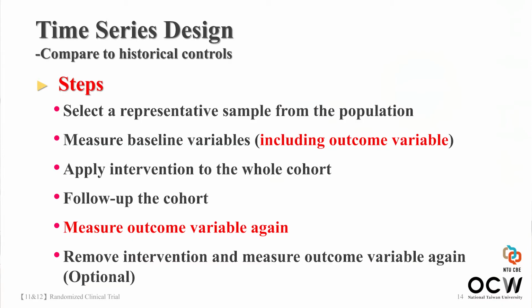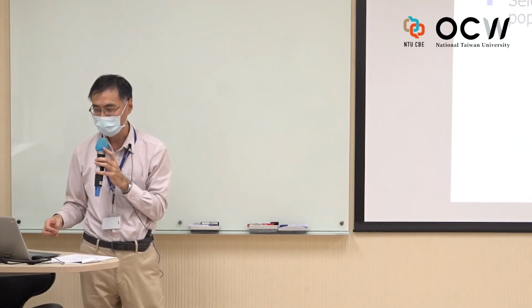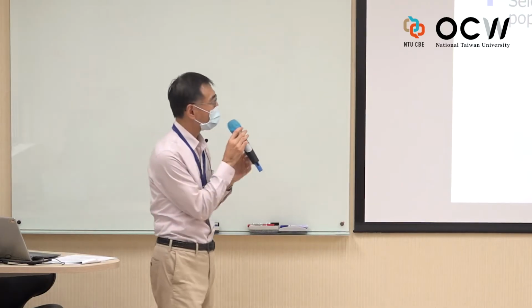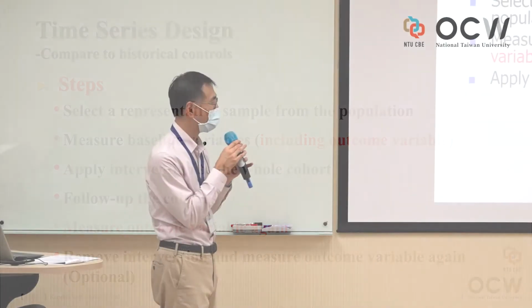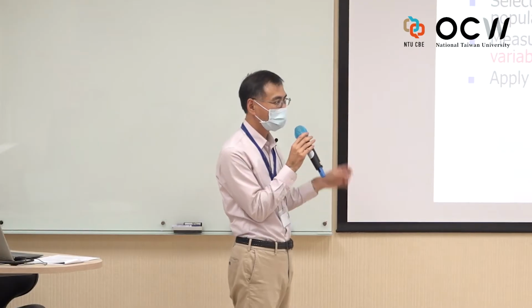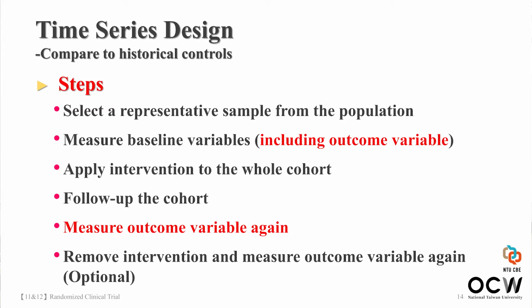And the other possibility is to do the so-called time series design. So just compare to themselves in a historical way. They act as their own historical control. The steps are that we select a representative sample from the population, which is exactly the same. Then we measure the baseline variables, including the outcome variable, which is also the same. But we don't do the randomization. We just apply the intervention to every single one in the cohort. And then we follow up and then take it away. And then we measure the outcome variable again to see what happened.